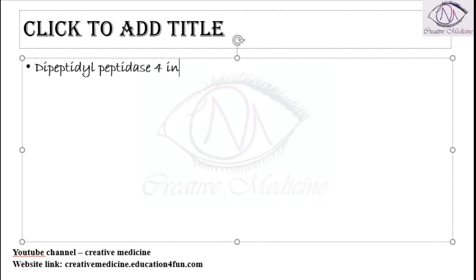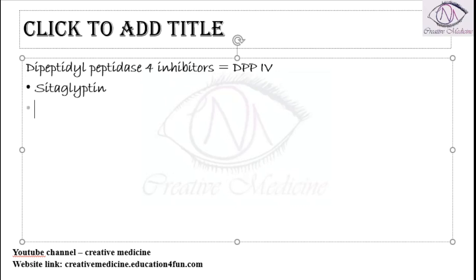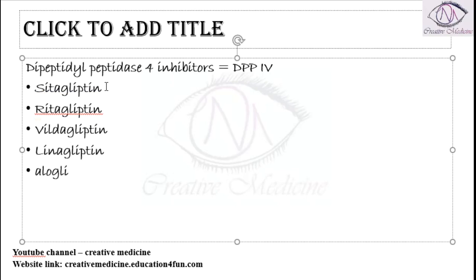Okay, then second group of drugs here we have dipeptidyl peptidase 4 inhibitors, which are actually DPP4 inhibitors. These are also incretin mimetics. These include sitagliptin, vildagliptin, linagliptin, alogliptin, saxagliptin. Okay, so these are dipeptidyl peptidase 4 inhibitors.